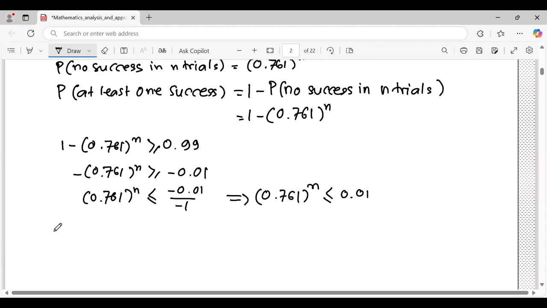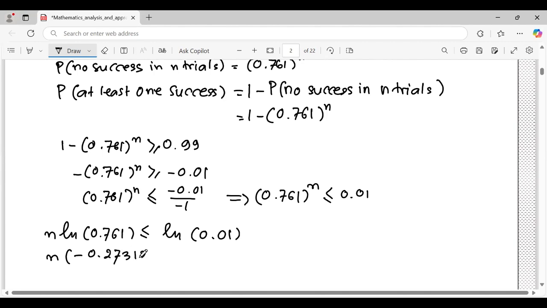Based on the ln rule, this inequality becomes n ln 0.761 less than or equal to ln 0.01. n times ln 0.761 is minus 0.273121, less than or equal to ln 0.01, which is minus 4.6051 and so on.